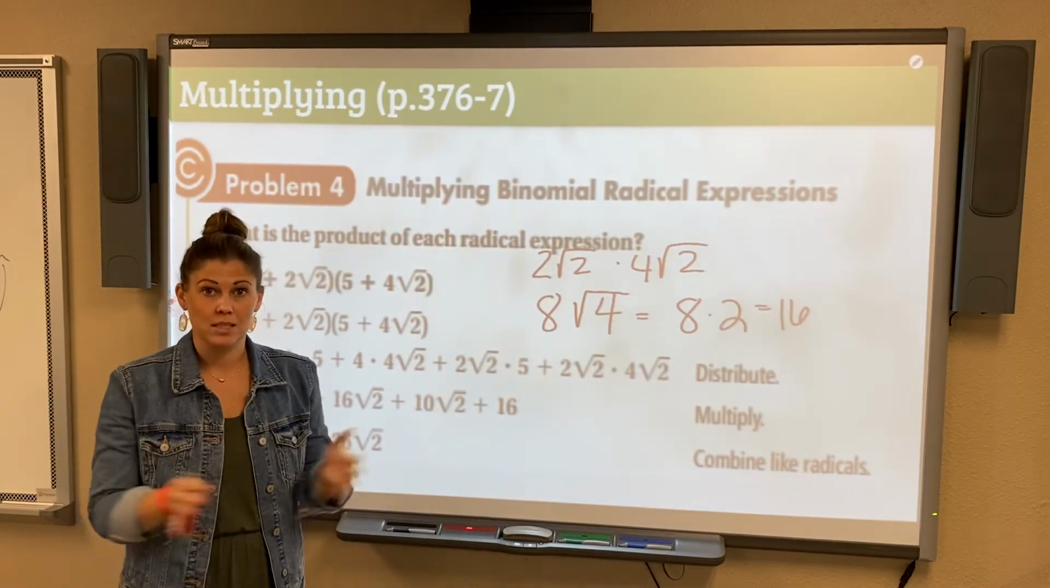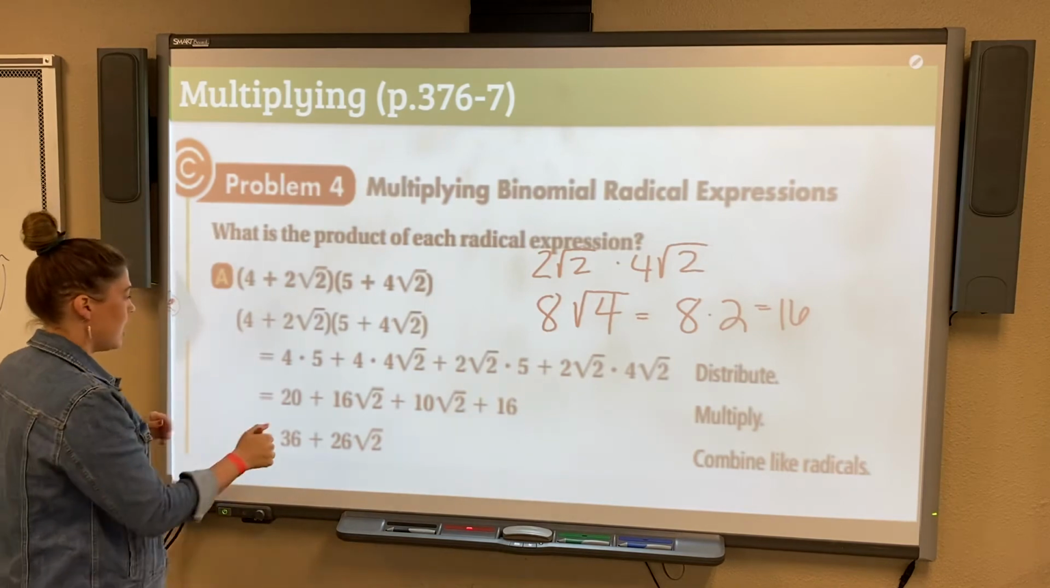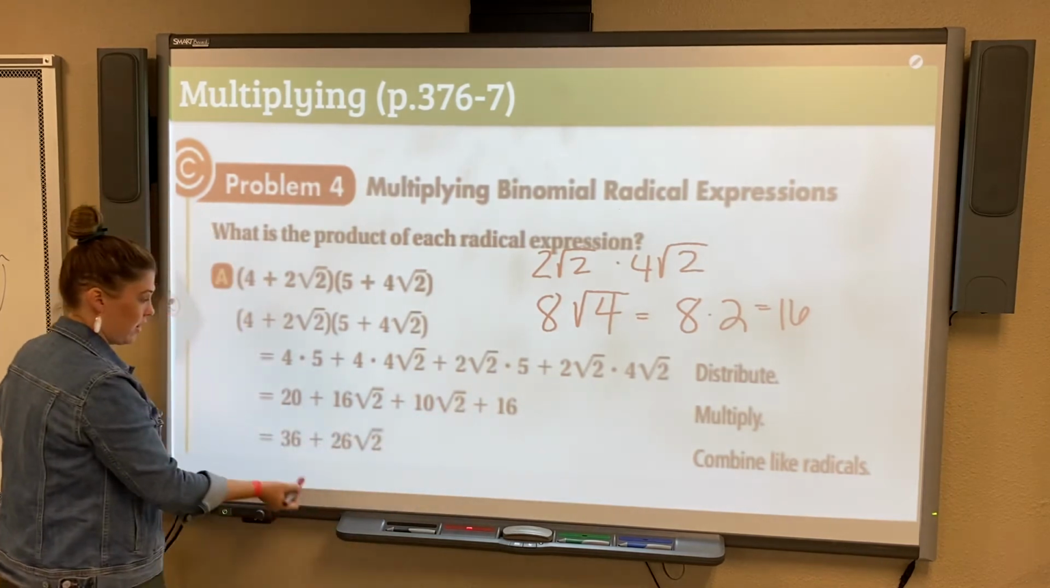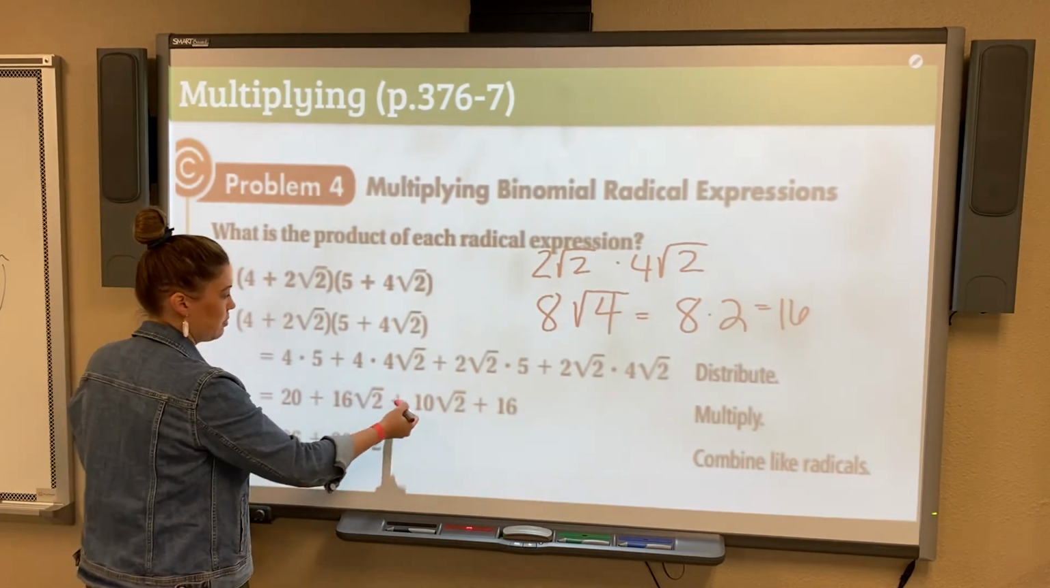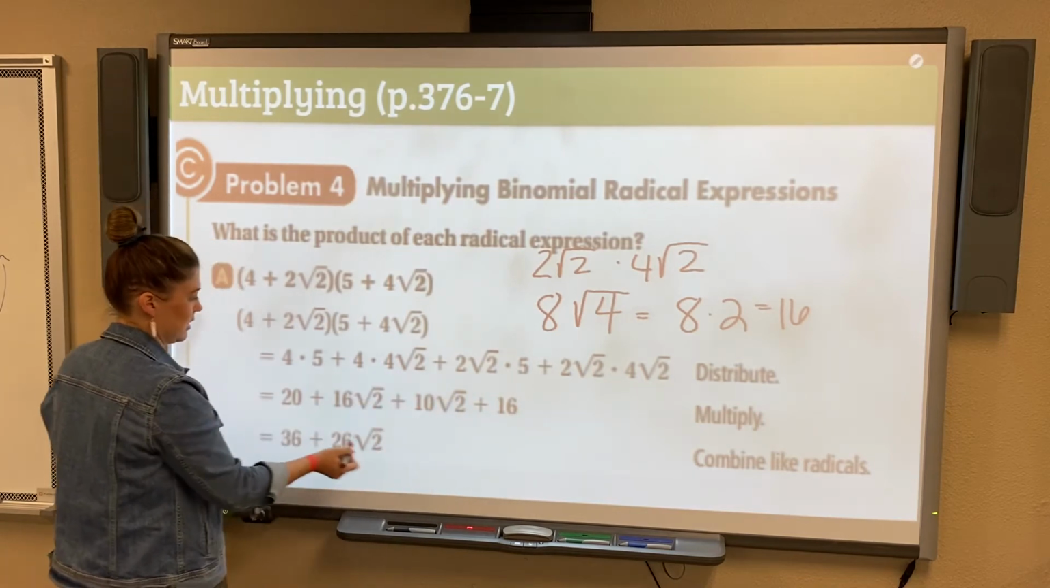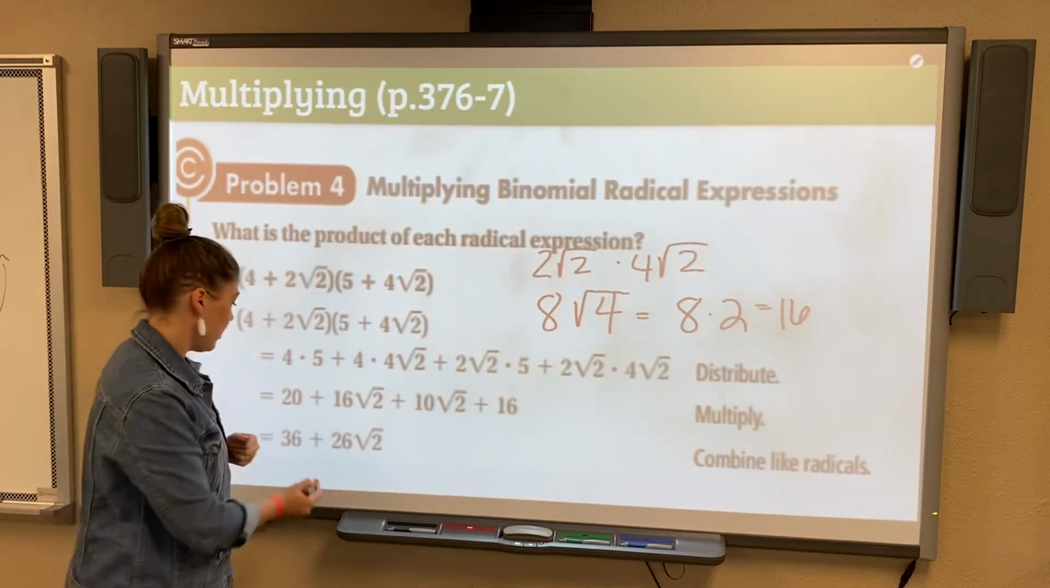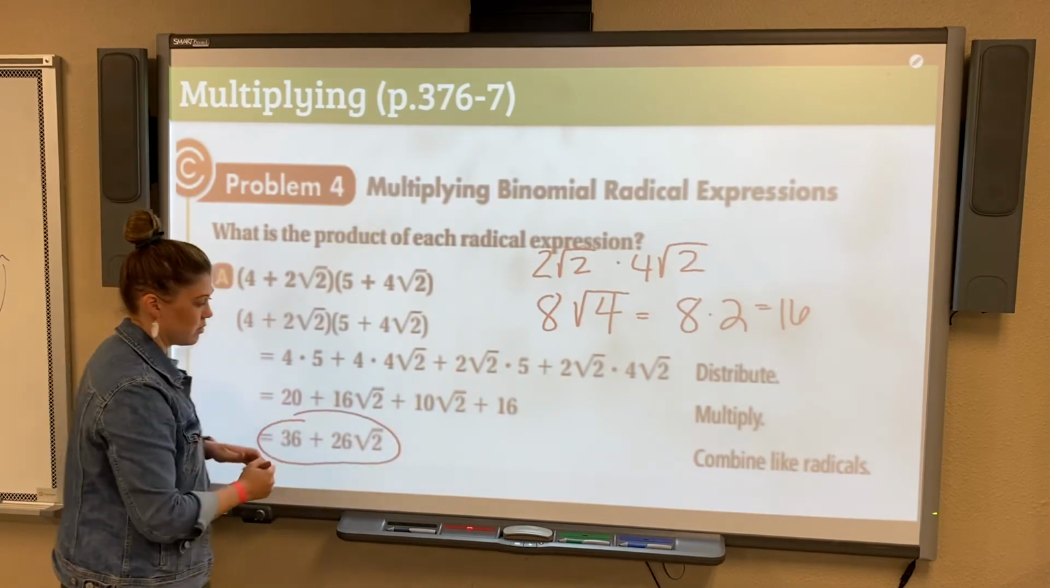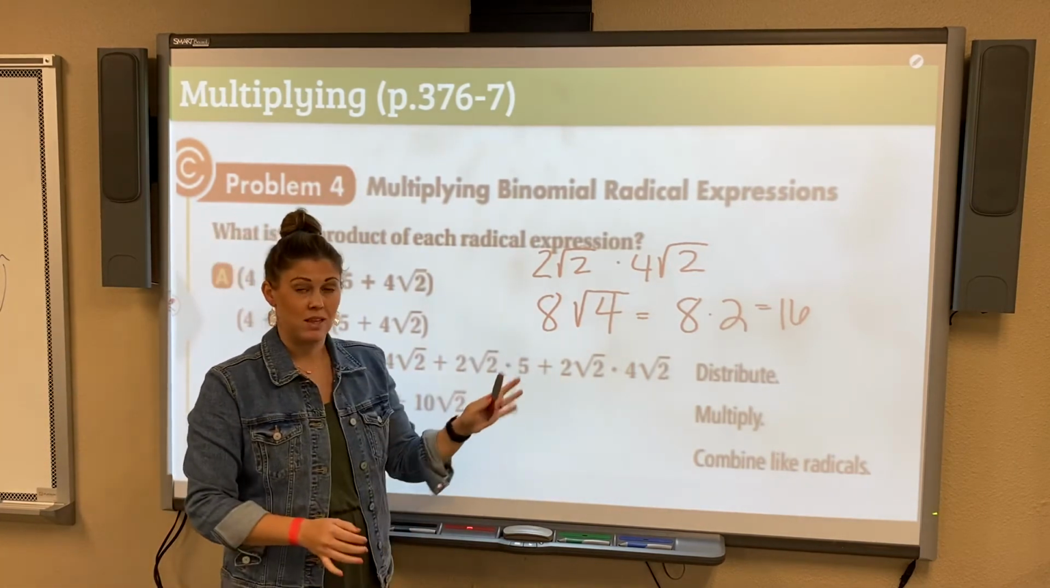Okay, and if you look, we can simplify like terms. So we have a 20 plus a 16 would be 36. 16 root 2 plus 10 root 2 would be 16 plus 10 is 26 root 2. So this would be your simplified answer, okay? You may need to practice with this.